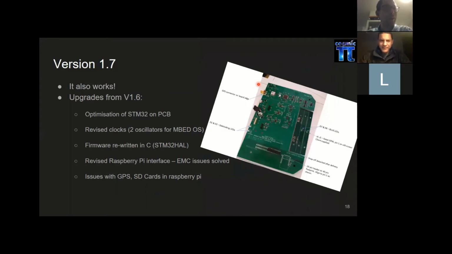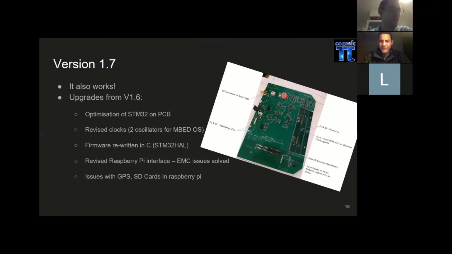So we learned our lesson from that, and you can see the next iteration of the board. We've in fact relocated the Raspberry Pi header, and we've stuck it down on the bottom of the board and also isolated it from the earthing planes. So it's completely islanded out here, and unsurprisingly, this solved our EMC issue. If you're very attentive, you will notice also that the oscillators have changed for the STM.